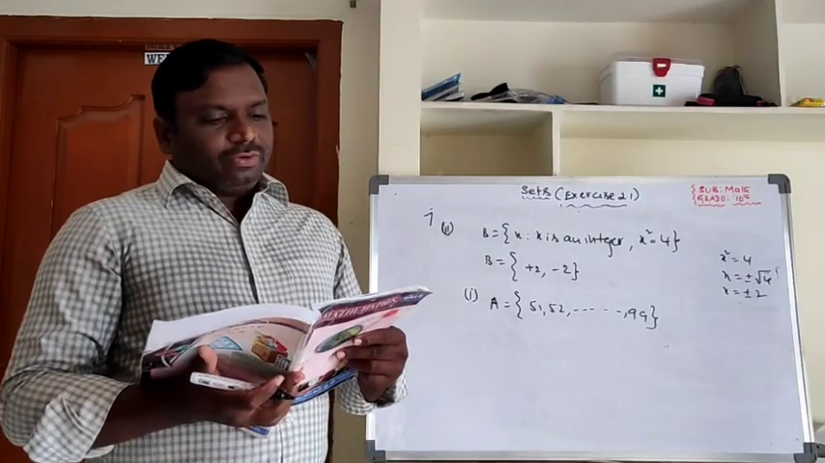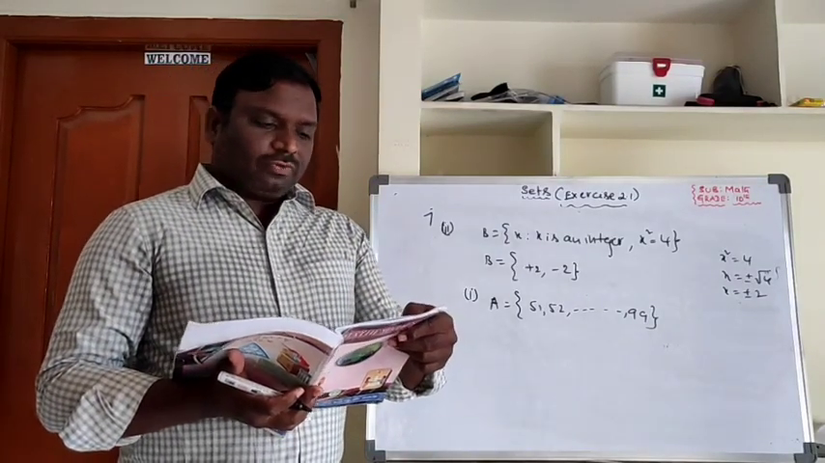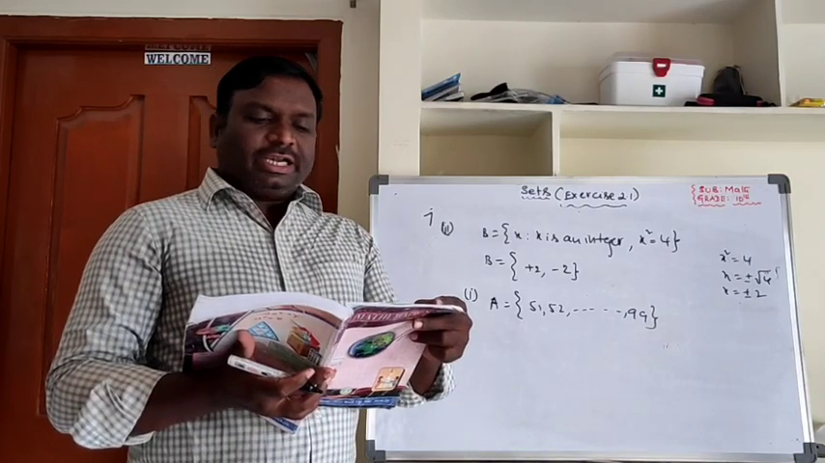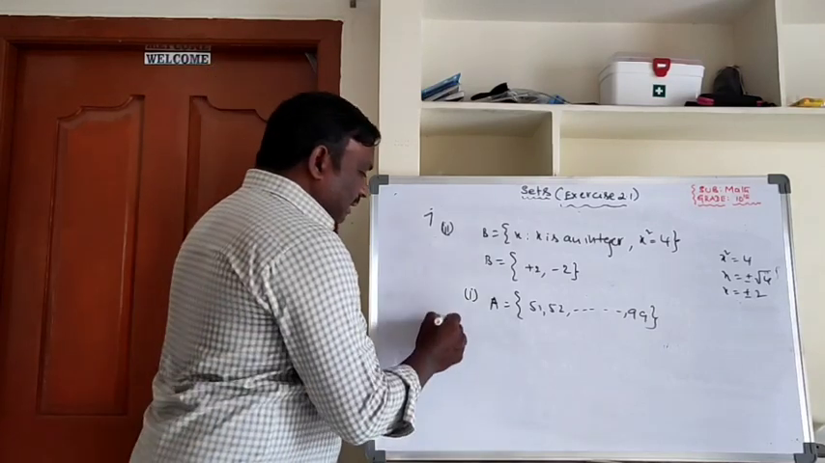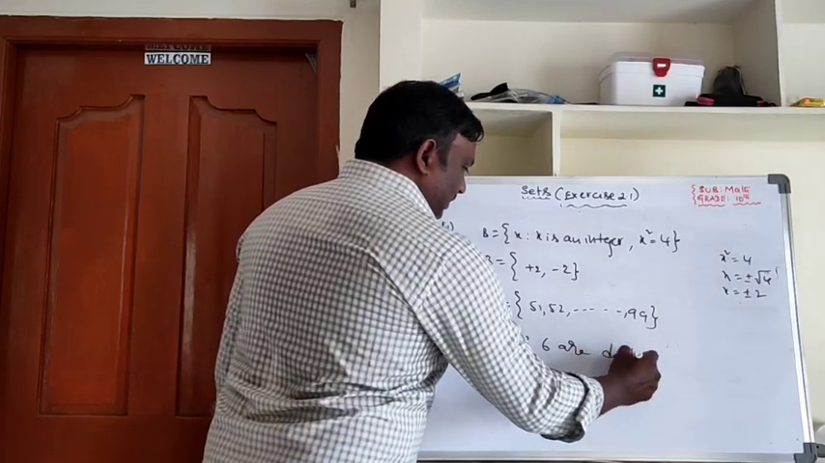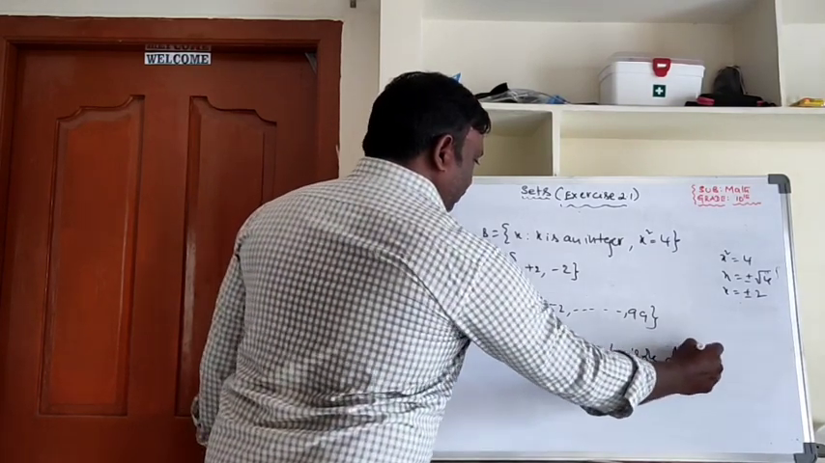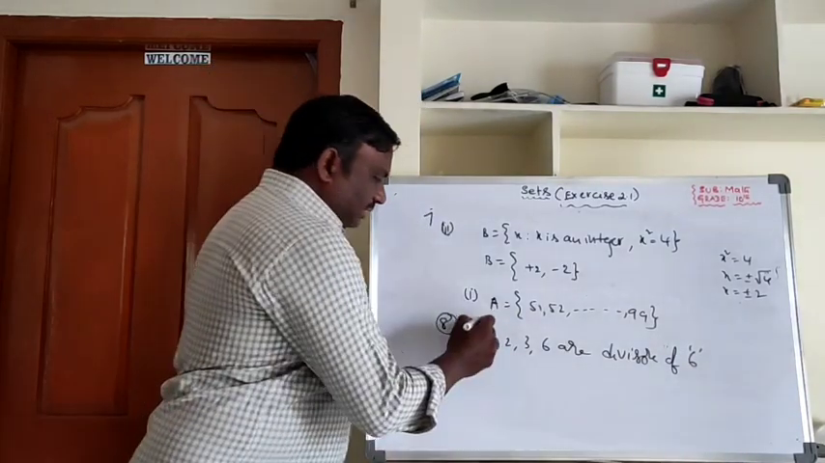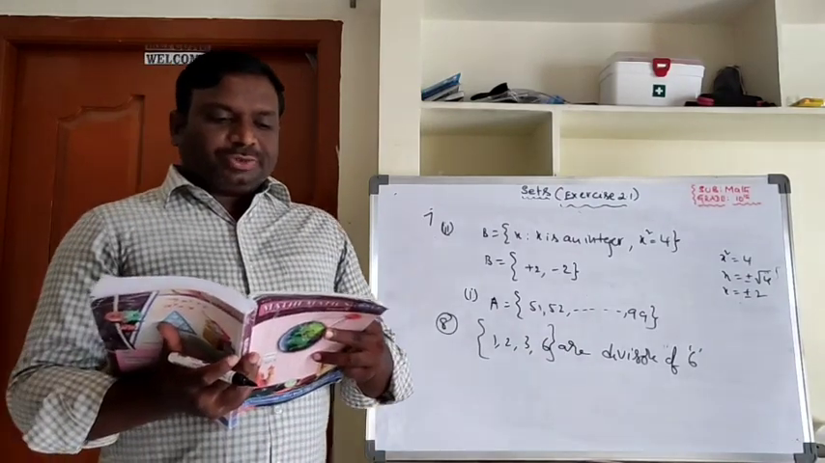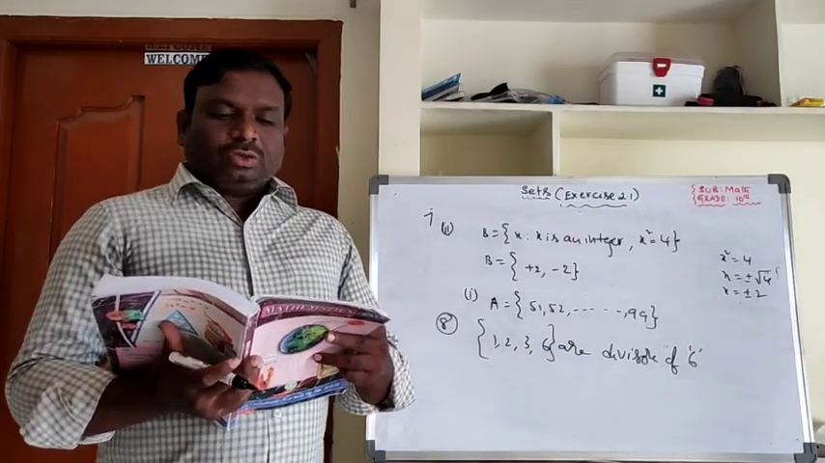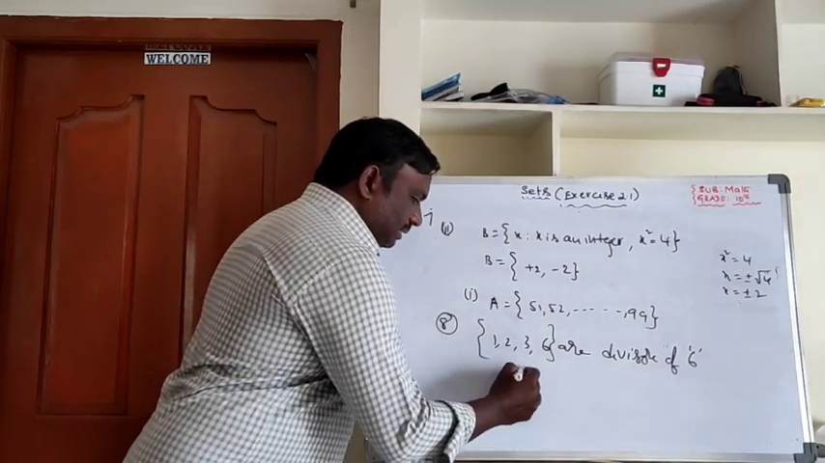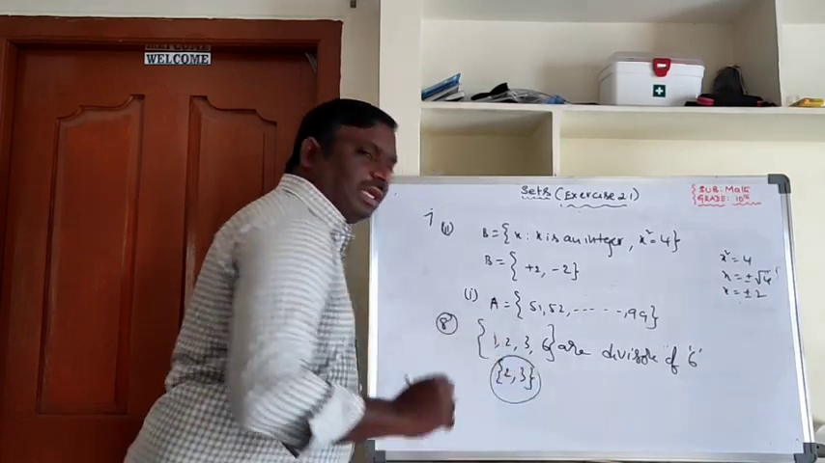So 8th question, match the following. 1, 2, 3, 6 they gave. First question, 1, 2, 3, 6. On the right hand side, x is a natural number and divisor of 6. 1, 2, 3, 6 are divisors of 6. This is a set they gave. On the right hand side, the divisors of 6 statement is there. That is option C. And 2, 3: 2, 3 are prime numbers and divisors of 6.